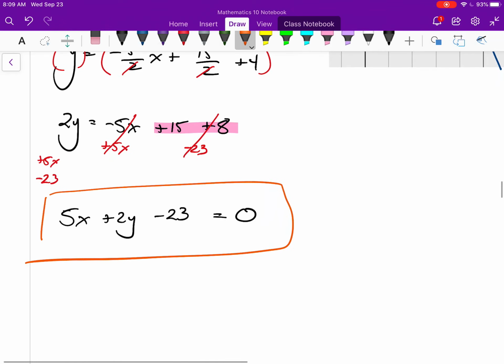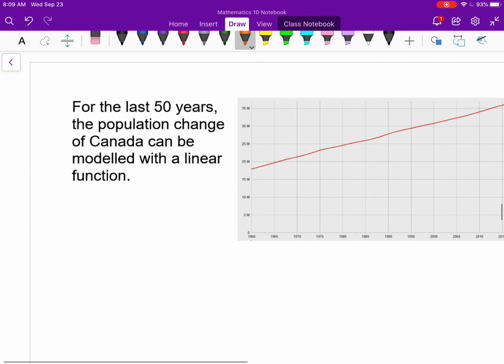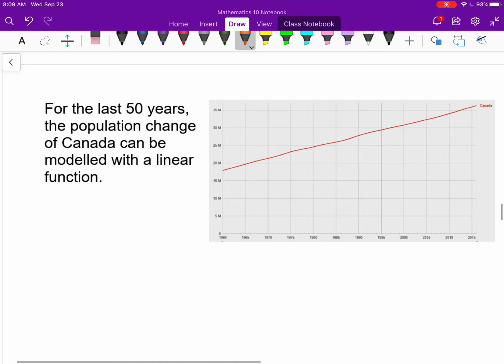So now the last question is an applied question. And I start with giving you a graph here showing you how the population of Canada has changed over the last 50 years. Okay? So we see here is showing how the population of Canada has changed from 1960 to about 2016 or so. And you can see by looking at it, it's not a perfectly straight line.